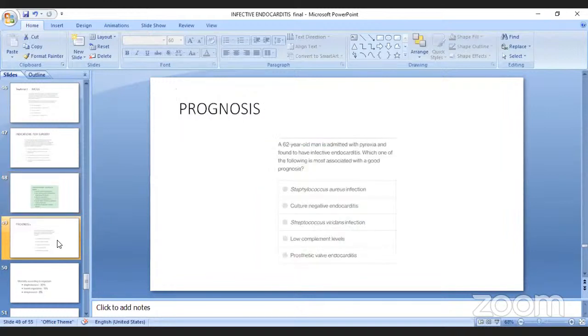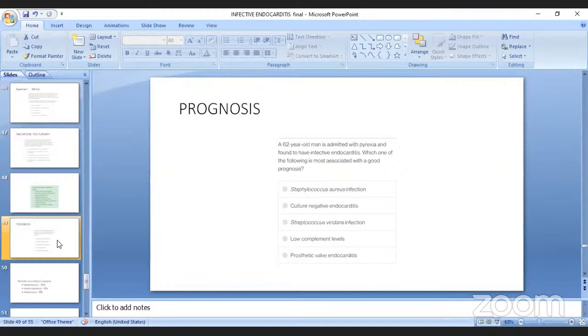Okay, so prognosis, again, very important. I have already told you this thing. A 62 years old man is admitted with pyrexia and found to have infective endocarditis. Which one of the following is mostly associated with a good prognosis? It is very easy. If you know acute and subacute infective endocarditis, you know everything.